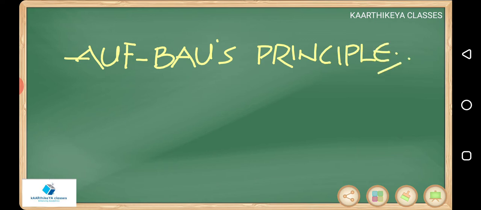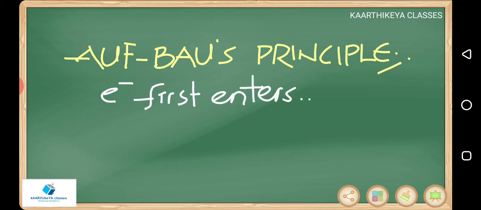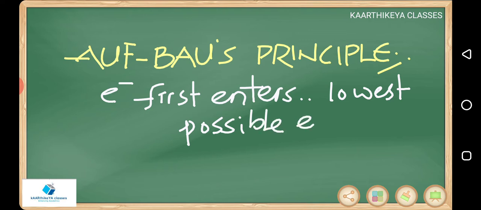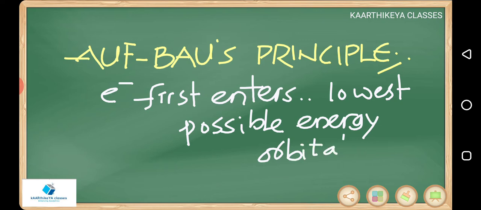Aufbau's principle is very simple logic. Electron first enters into the lowest possible energy orbital. Of all the available orbitals, check which is having lowest energy. First electron gets into the lowest energy orbital, then into the next, like that. So that is Aufbau's principle. Electron first enters into lowest energy orbitals.